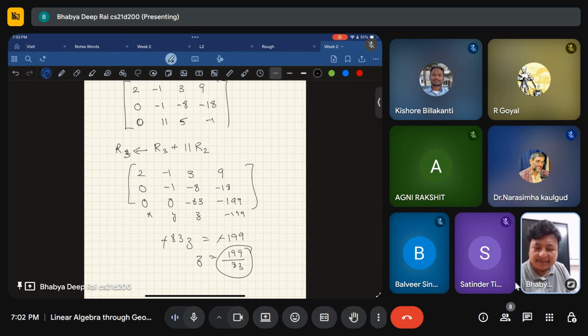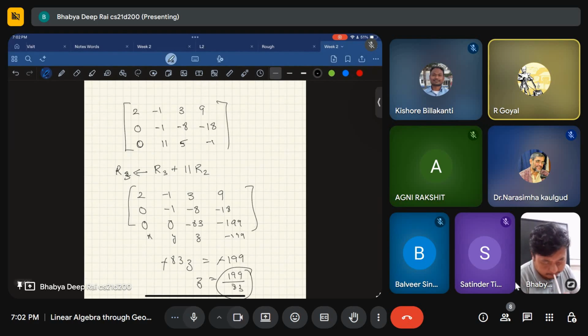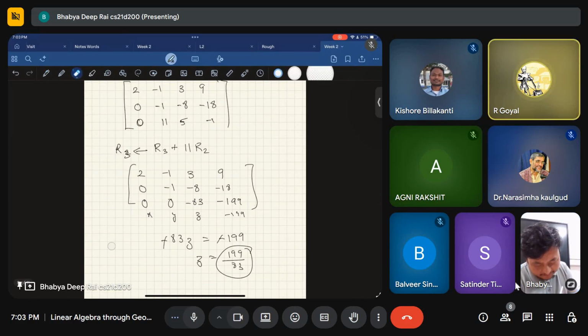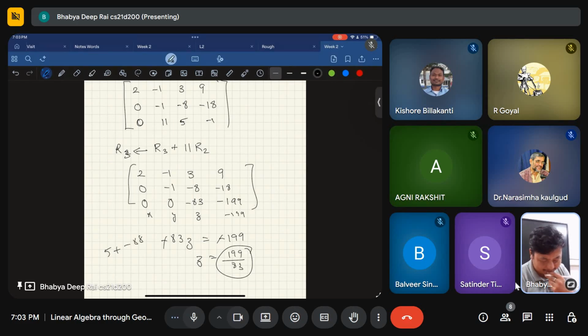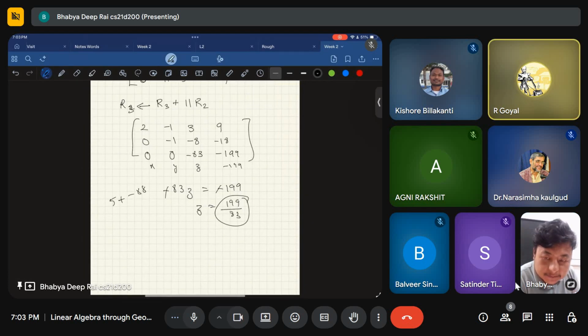Then I think I made a mistake somewhere. Is this 83 or 63? Did I make a mistake? Should I get 83 there? 5 plus minus 88. It will be minus 83, that's correct. Yes, the value would be a fraction actually, and which will make other calculations difficult.